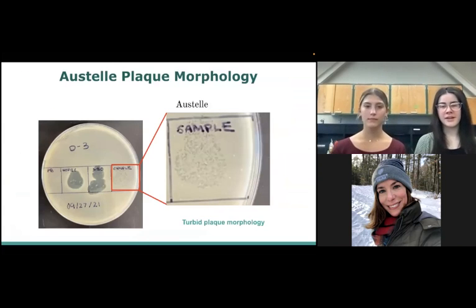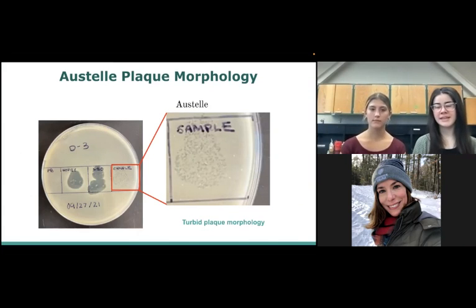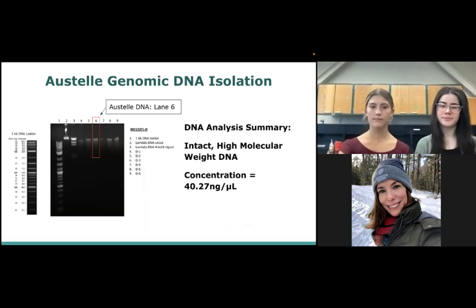What you can see here on this petri dish containing the host, we have spotted Austelle on the right-hand side in comparison to two other phages discovered at Merrimack College, Hopi and Leo. In this panel, you can see our small plaques that are turbid, indicating a lysogenic lifestyle.